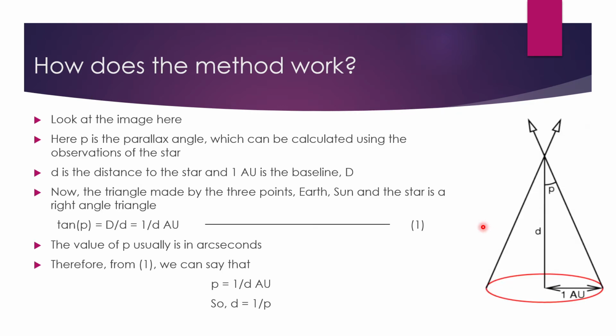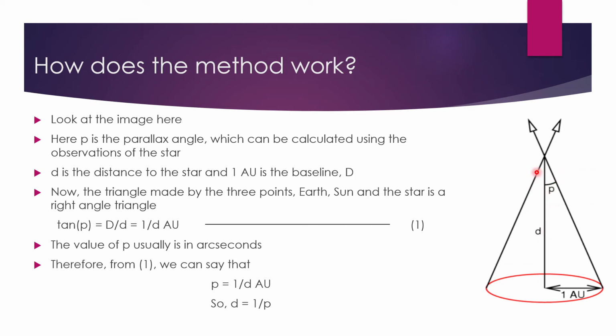So here, if you look at the image, here it is the Earth, here the sun is here, and at this position the star which we are observing is here. So if we join all these three objects, we find that it makes a right angle triangle. And now from the two observations from over here and over here, we get this full angle, and half of the angle will be the parallax angle, or the parallax for short.